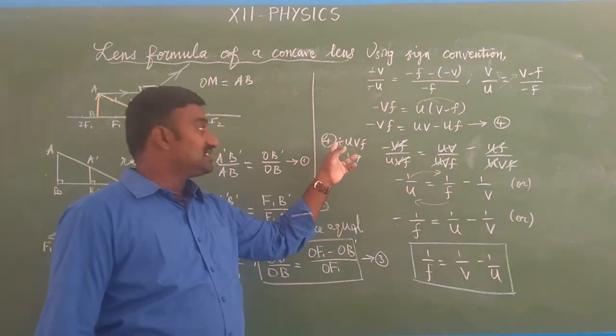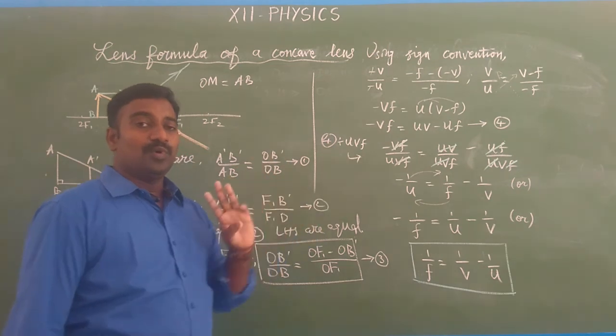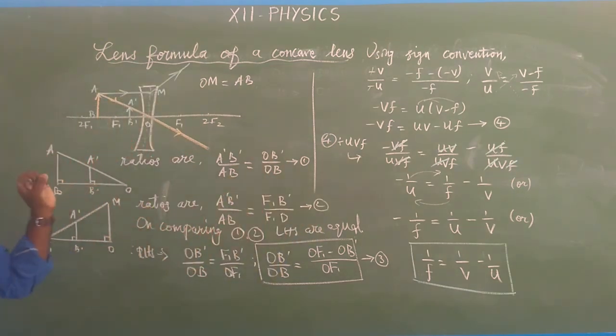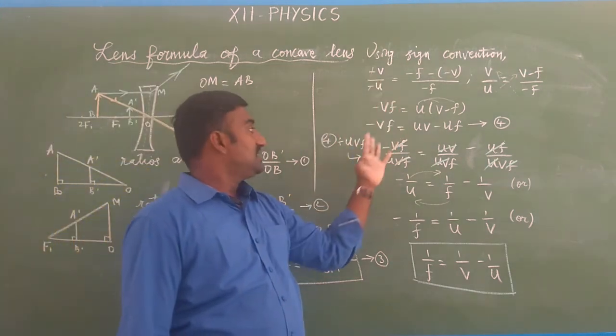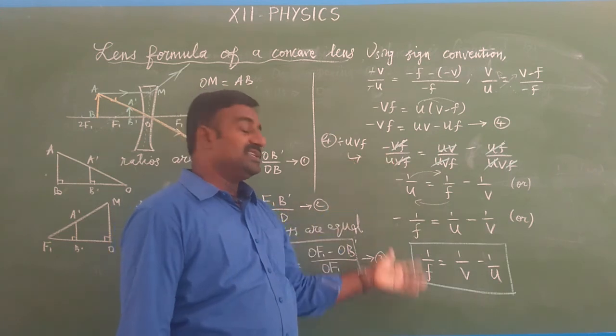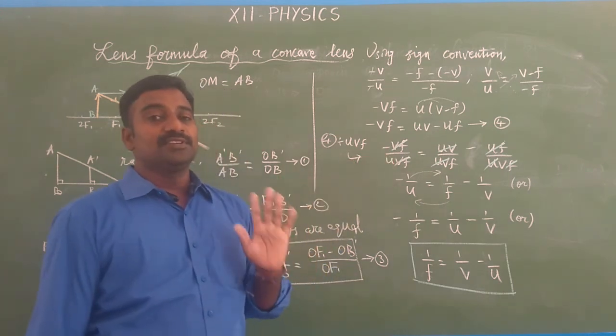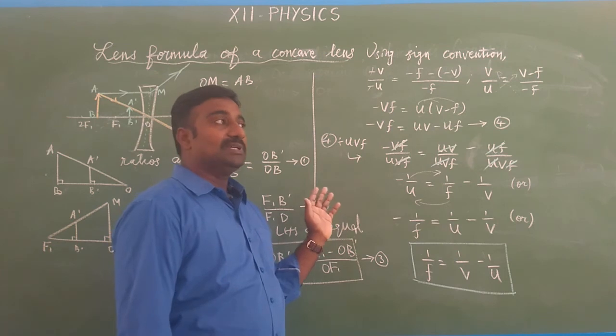Then the next step we have to divide by UVF. Only the 5 steps. You need to find the ratios of the 2 congruent triangles. So for the first 2 congruent triangles, take the ratios. Similarly, identify the next 2 congruent triangles' ratios. Then compare the ratios with the right hand side. Then use a sign convention. Then divide by UVF. Then rearrange. Only the 5 steps. So it's a very important question.